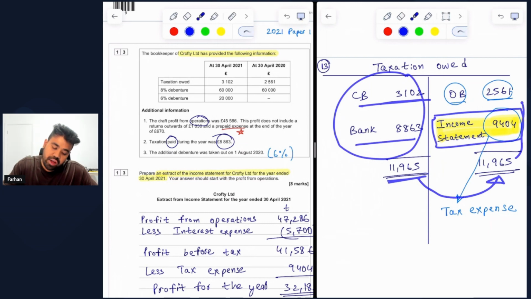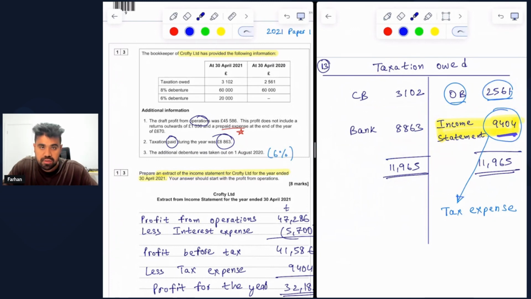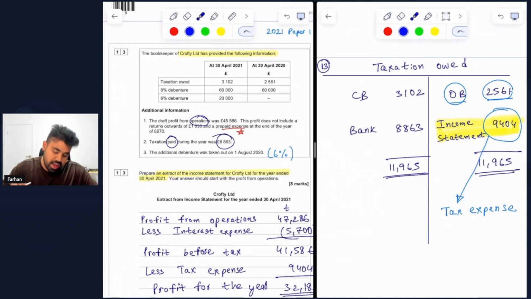And if we subtract the opening balance of £2,561, we're left with £9,404, which is what goes to the income statement, and this is what we refer to as a tax expense. So this is the exact tax expense for the financial year ending 30 April 2021, which is £9,404.